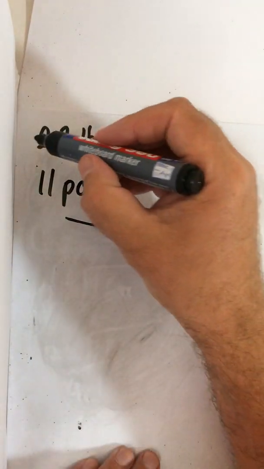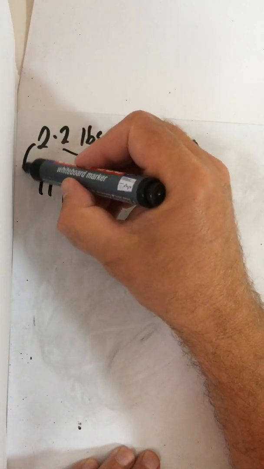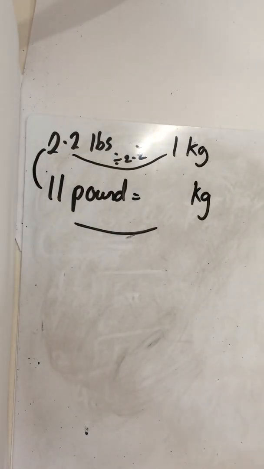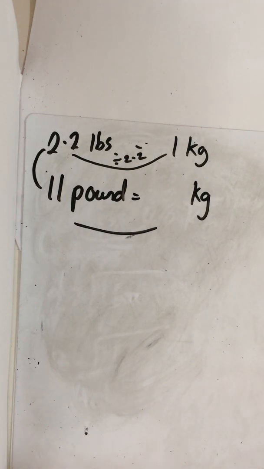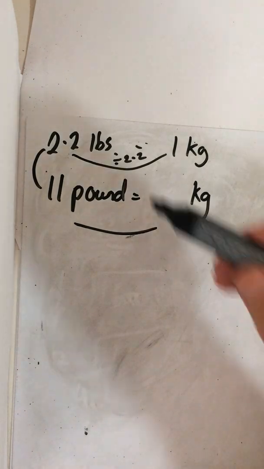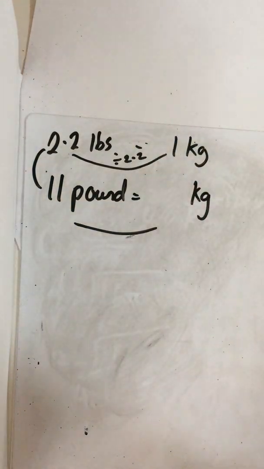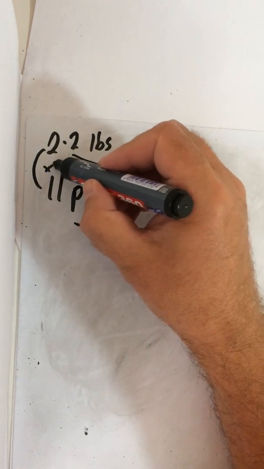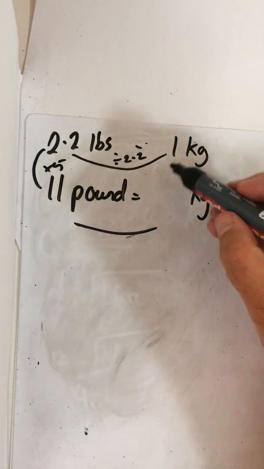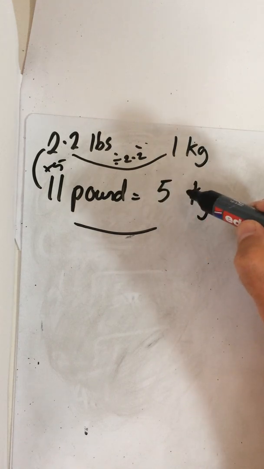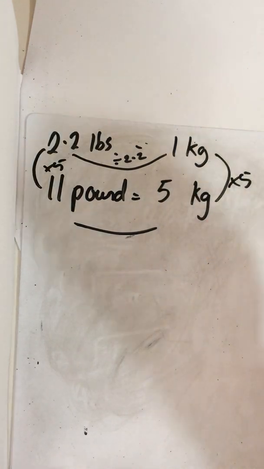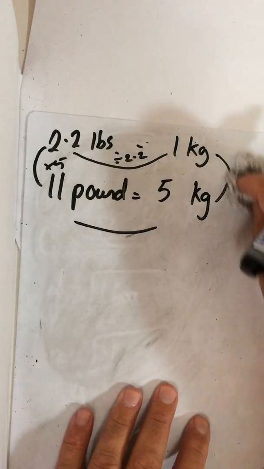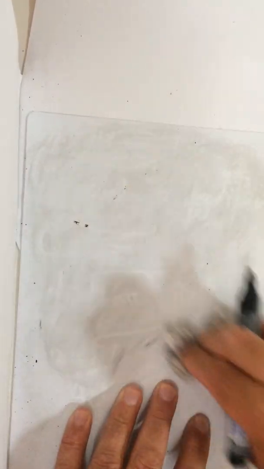Or I can say, how am I getting from 2.2 to 11? Working it out in my head, I can times that by 5. So that's probably the easiest one in this way. You're timesing it by 5. So either way, I have to find the relationship between them.